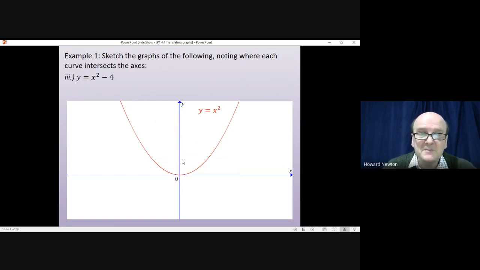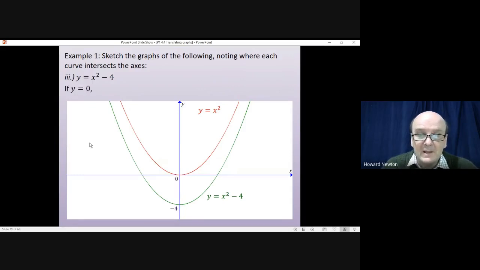Y equals x squared minus 4. Again, we're adjusting the y values here. We're taking away 4 from the whole function. So the whole function will move down by 4 units. Same shape, but the crossing point will have moved down from 0 to minus 4.